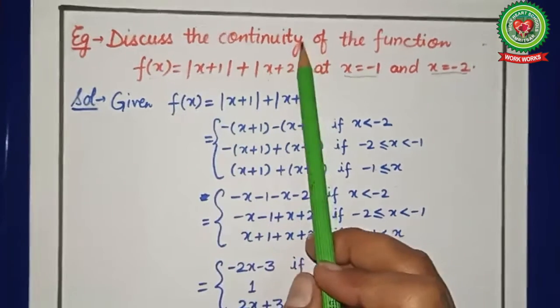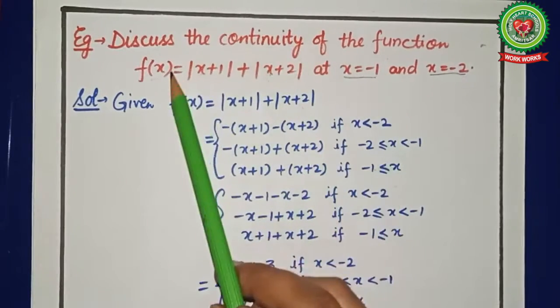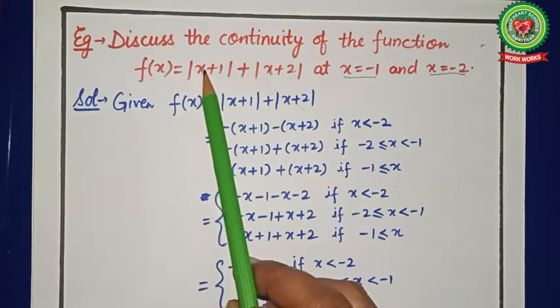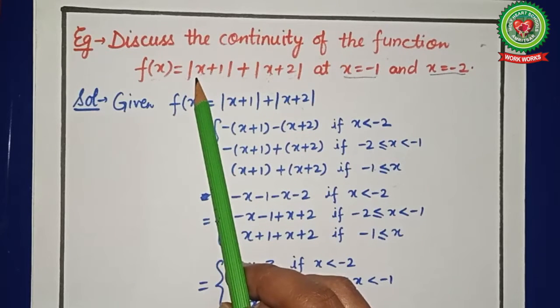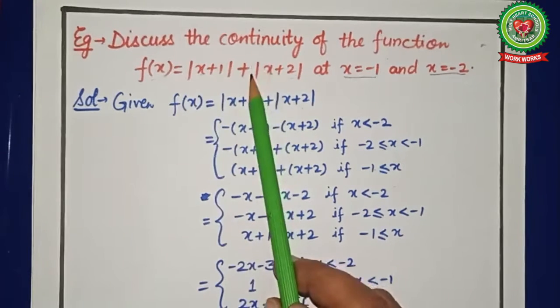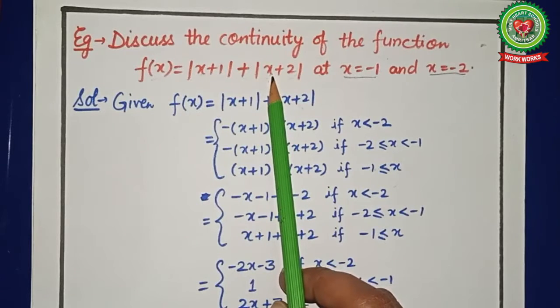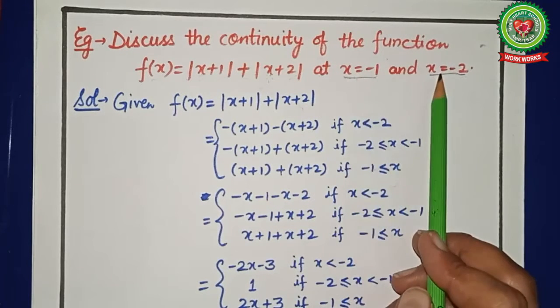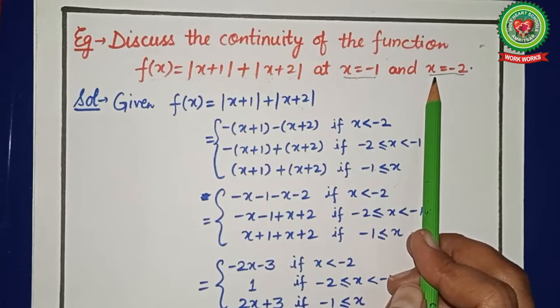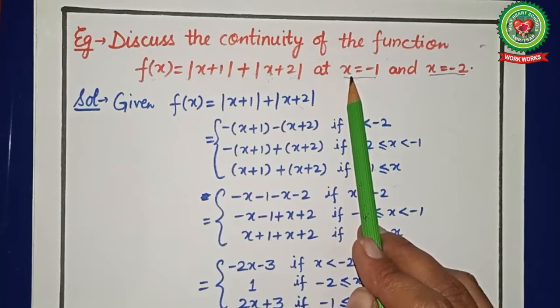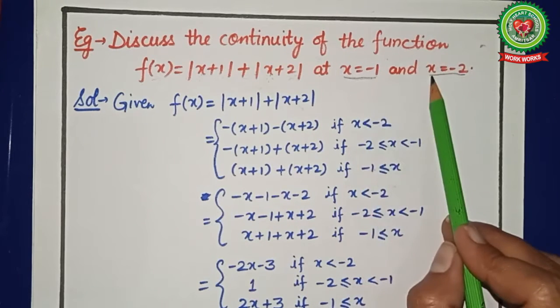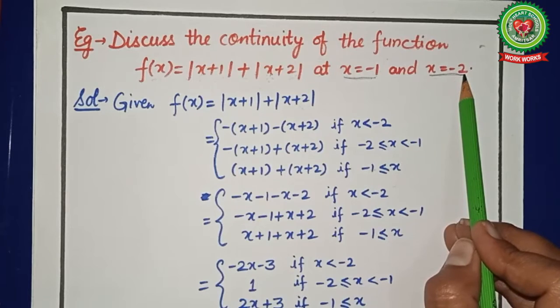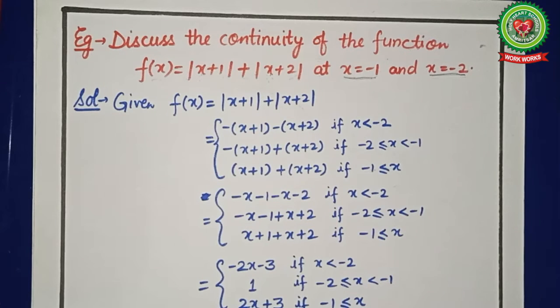Discuss the continuity of the function f(x) = |x + 1| + |x + 2| at x = -1 and x = -2. We have to check the continuity at two points, that is -1 and -2.